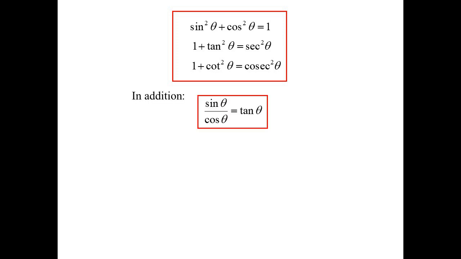In addition to that, when solving these problems, there's a useful little relationship. Now, it's not a Pythagorean trig identity. It's just an identity of trig. So sine theta on cos theta is the same as tan theta.